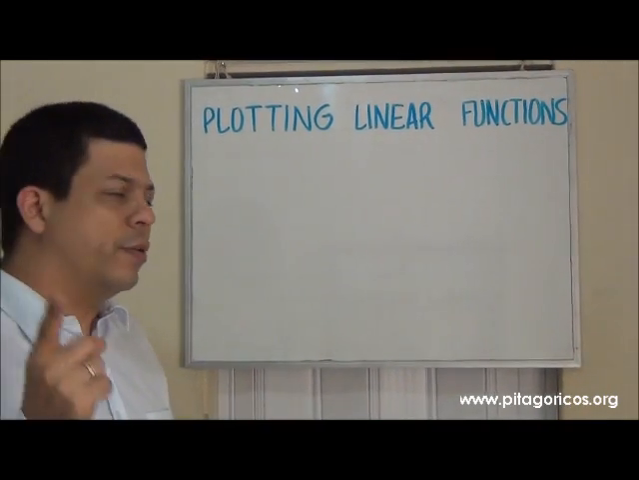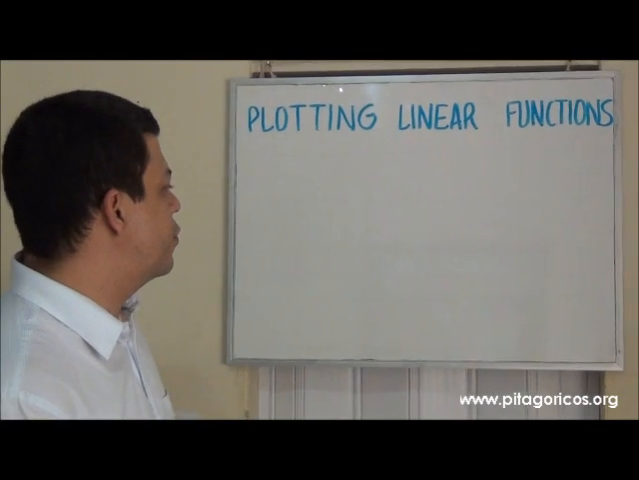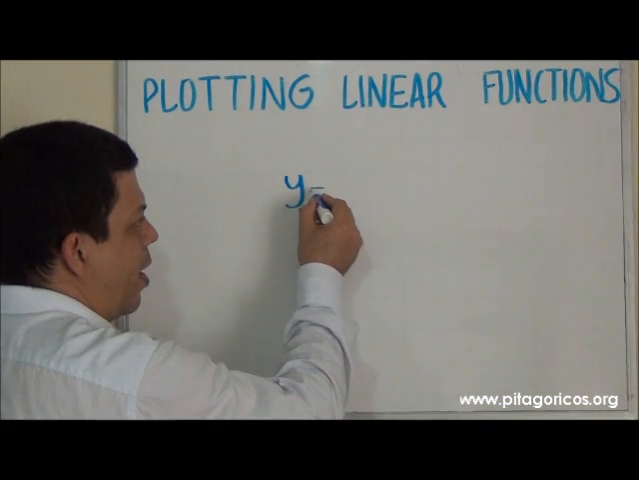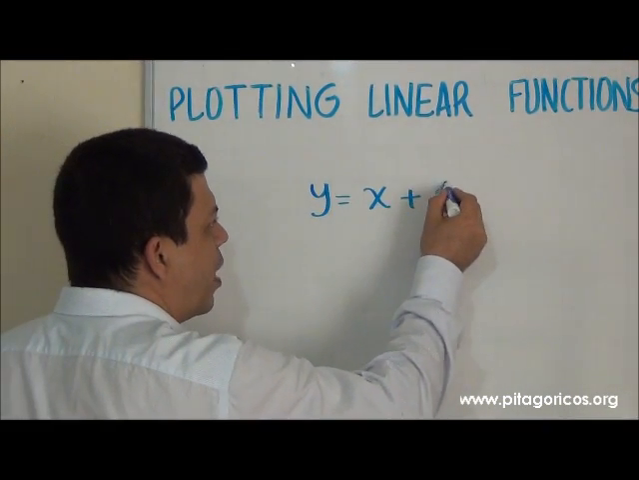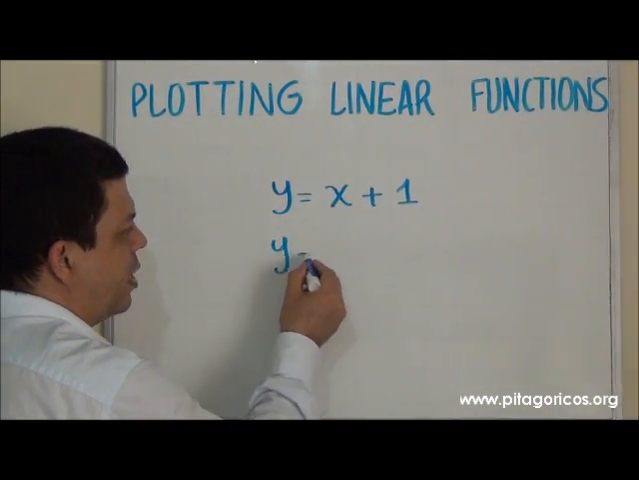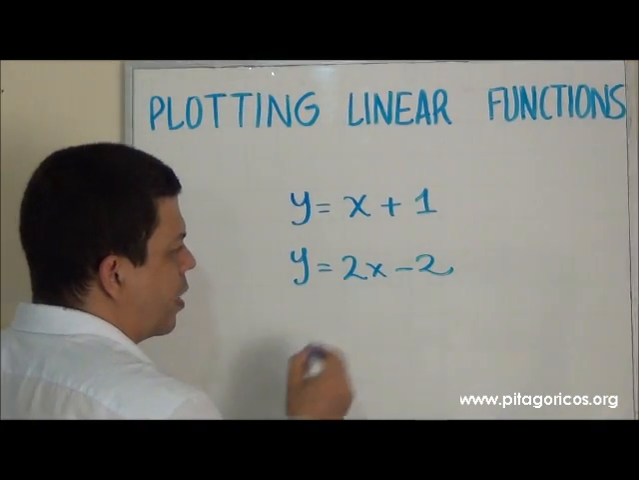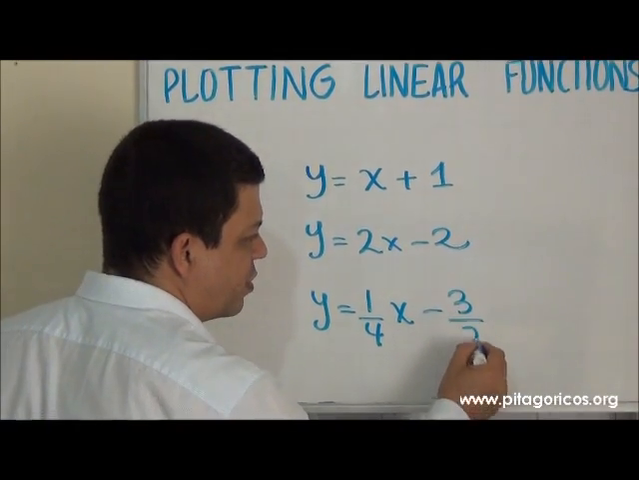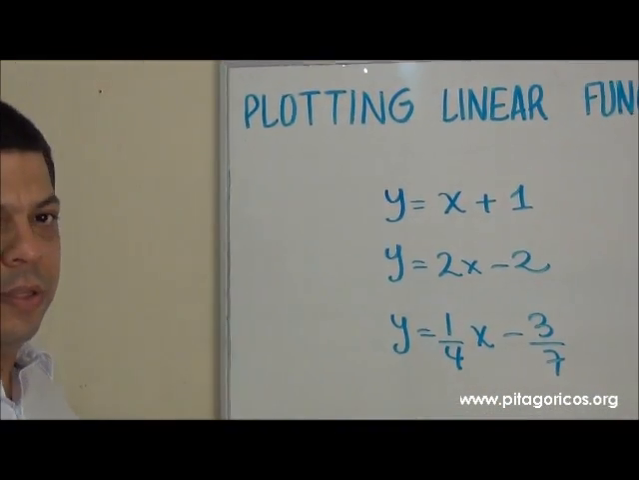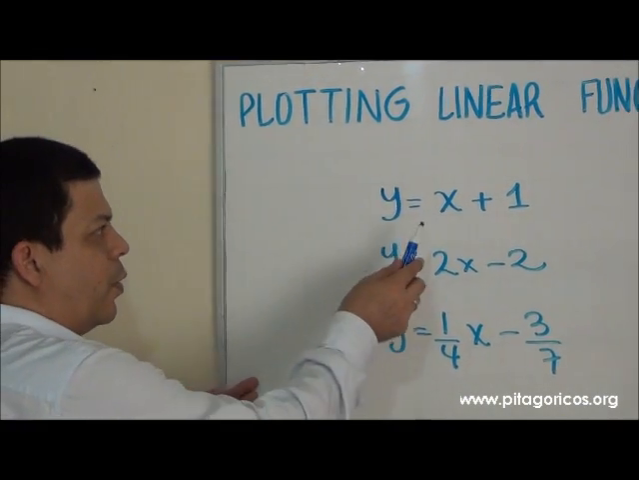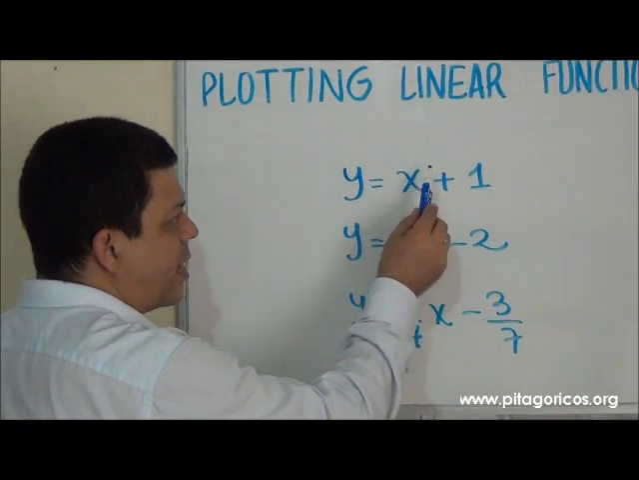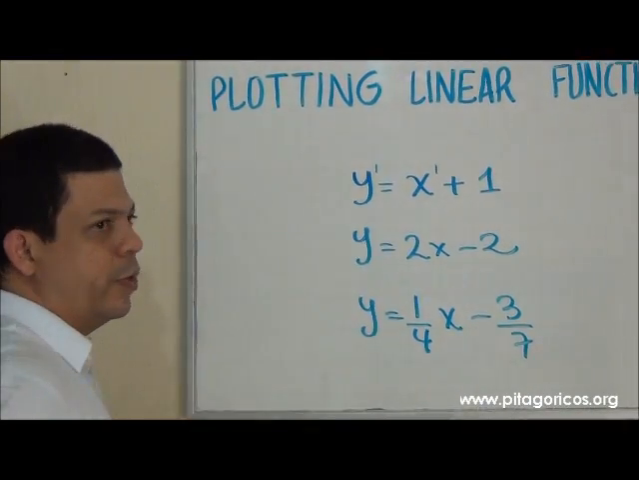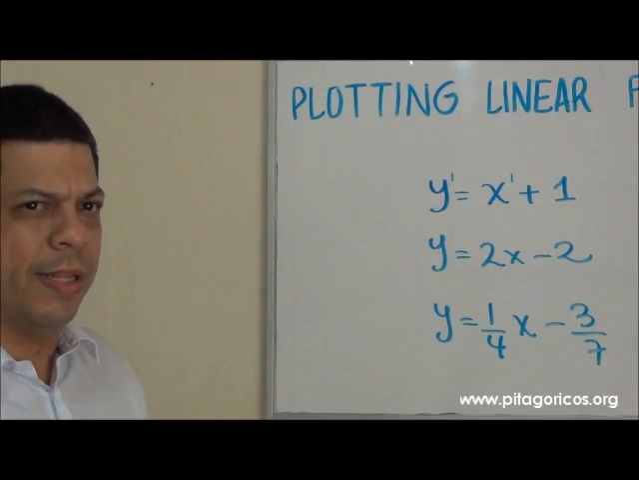So take into account that this is about linear functions, those functions in which the variables are just to the power of 1. For example, this one is a linear function. This one is a linear function. This other one, let's say 1/4 of x minus 3/7, is also a linear function. I'm going to repeat: both variables y and x are to the power of 1. Remember that when the exponent is 1, we don't write it, so that means that it's linear.